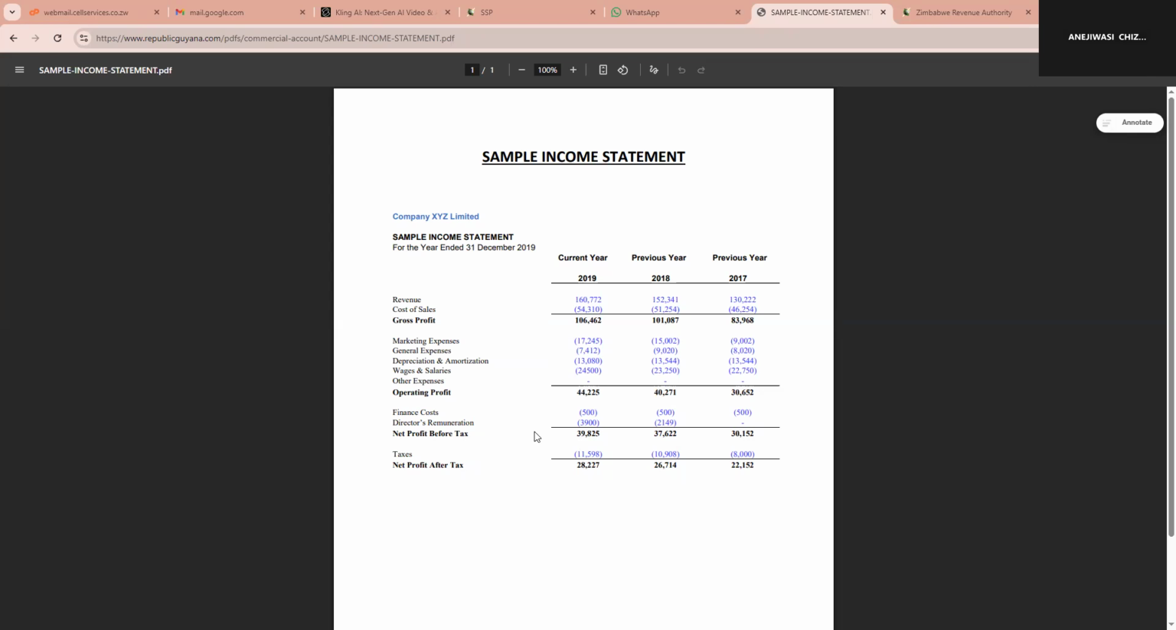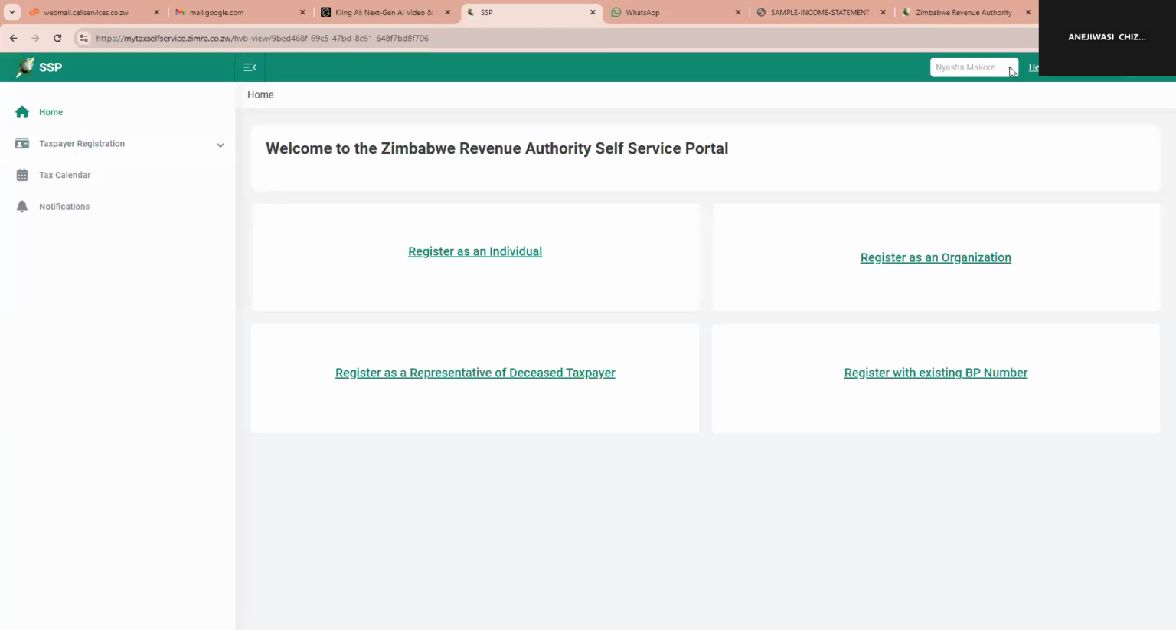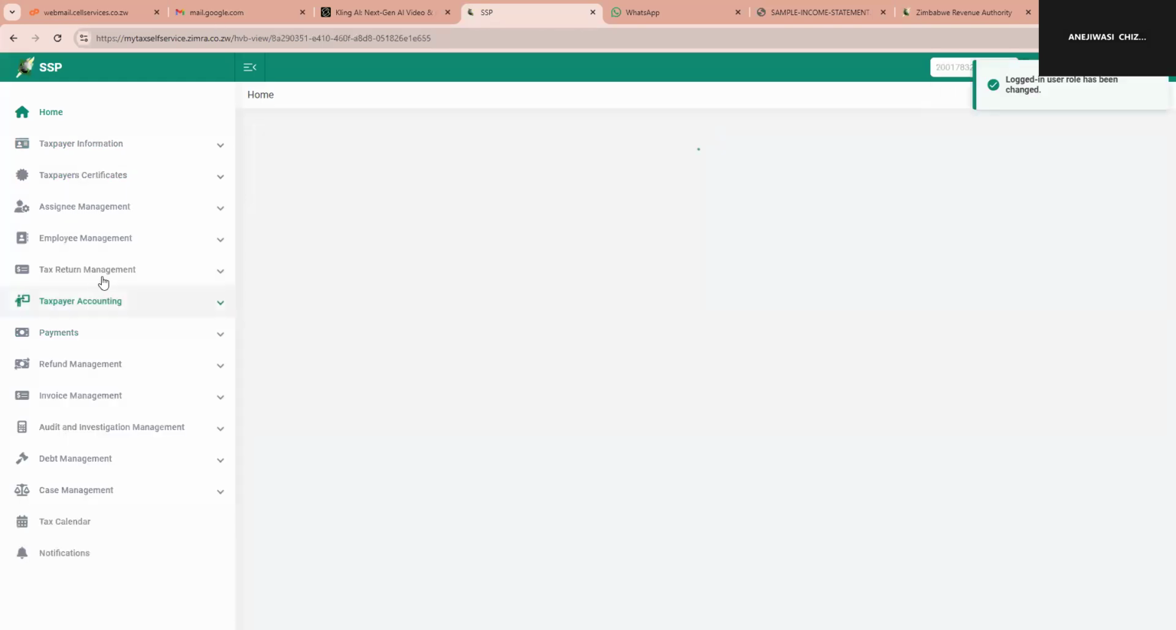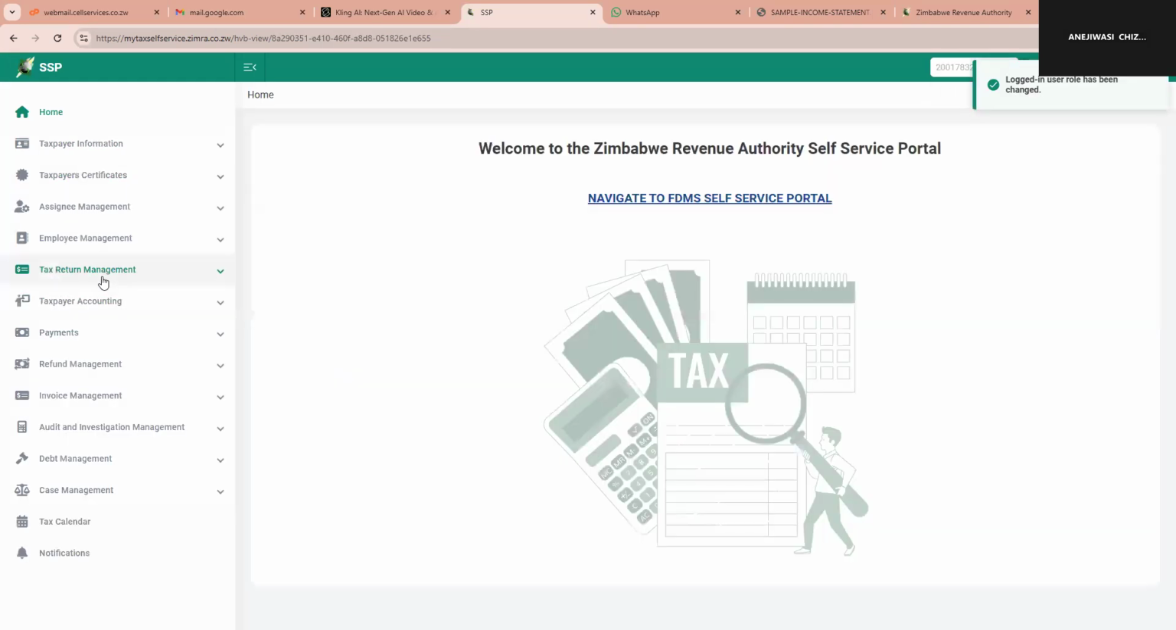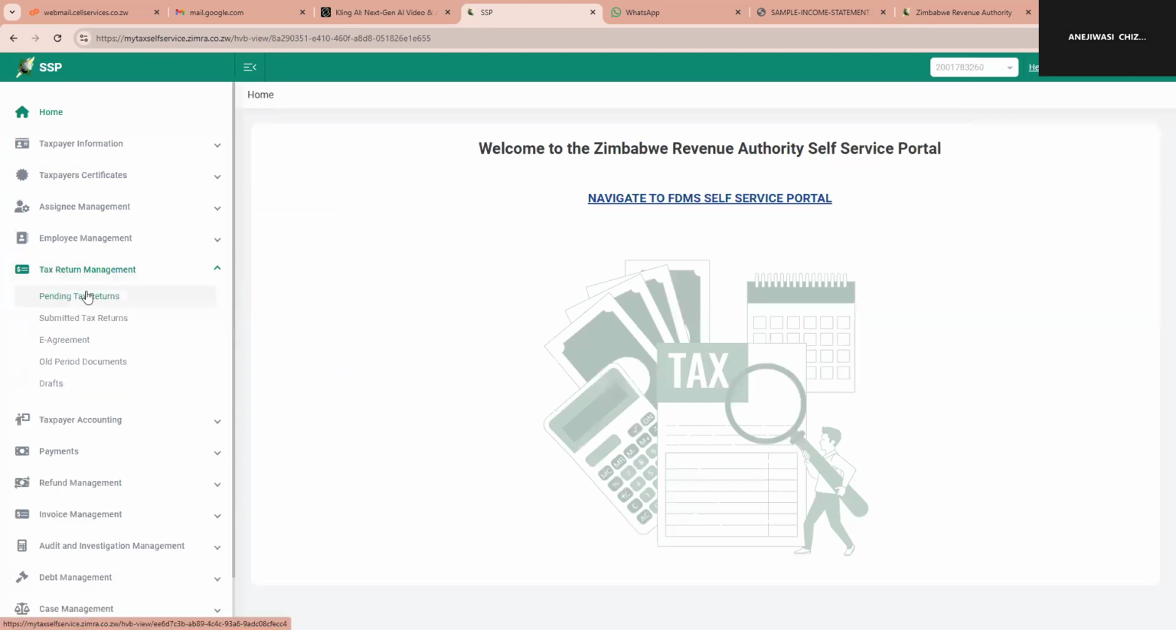Clarification. No, that's fine. So I'm saying once we have done these computations, we now have to come to the portal, right? So on the portal, as I said, you are going under tax return management. Then you go to pending tax returns.